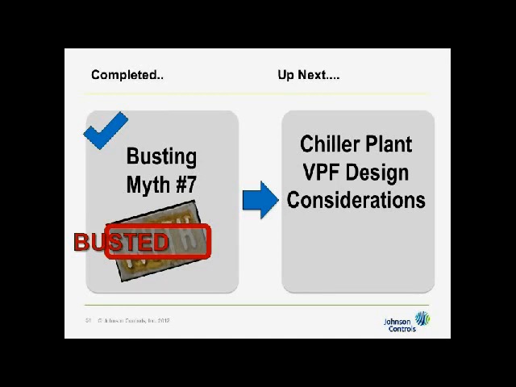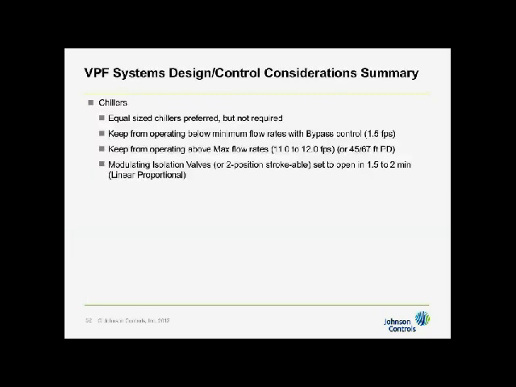So we finished busting myths number 6 and 7 that were about flow and speed, and now we want to look at some design considerations for VPF. We'll look at them for the chillers and the pumps and the towers, but starting with the chillers. First of all, equal-sized chillers are preferred but not required. There's a misnomer out there that you have to have equal-sized chillers. It's better if you do. It's easier if you do. What's more important than having equal-sized chillers is having equal pressure drop across each chiller. So they can be different sizes. It just makes the math a little more complicated when you're trying to do calculations in balance.